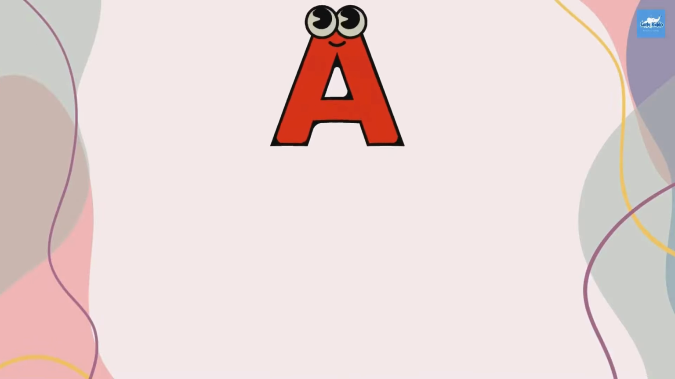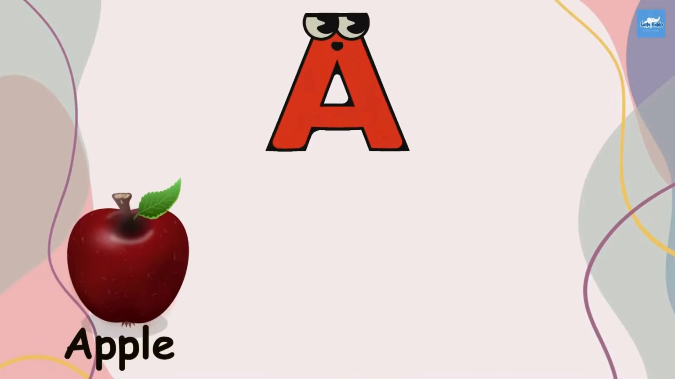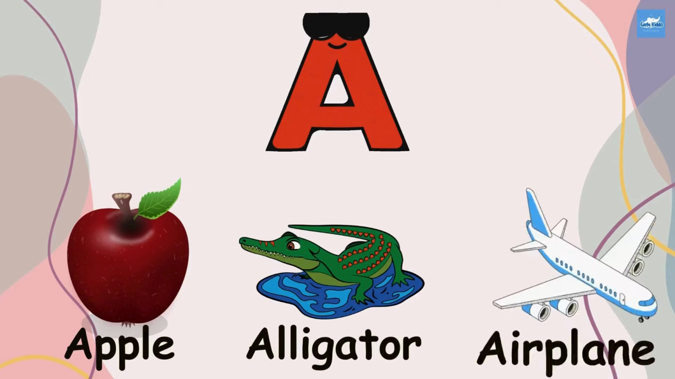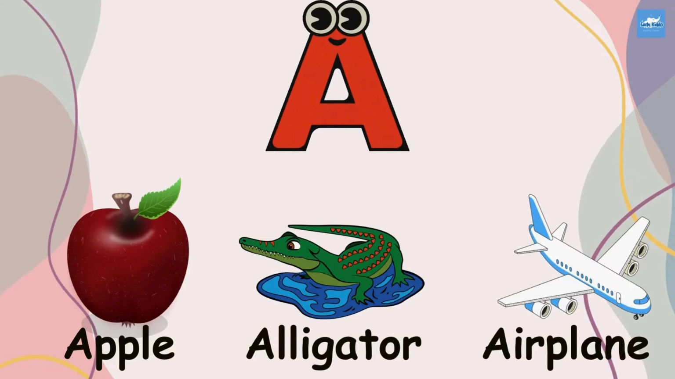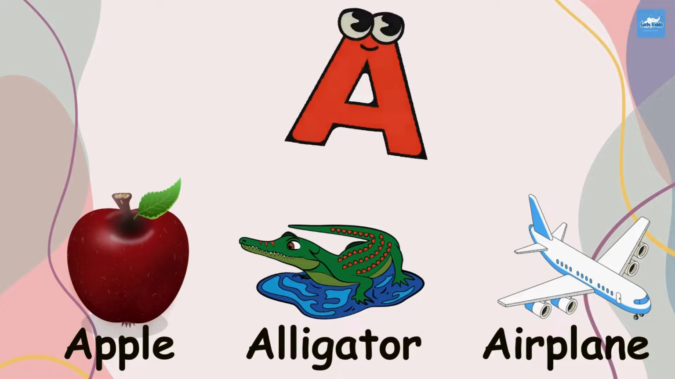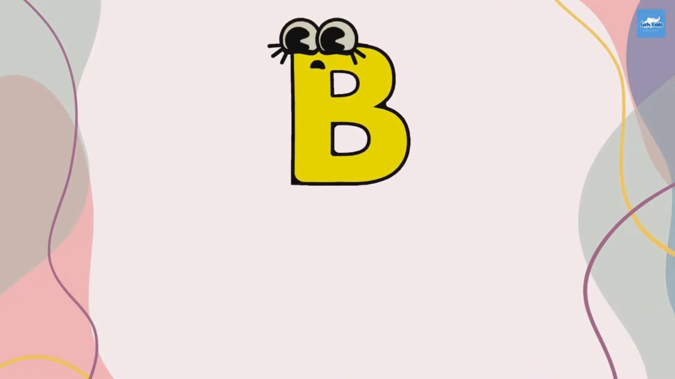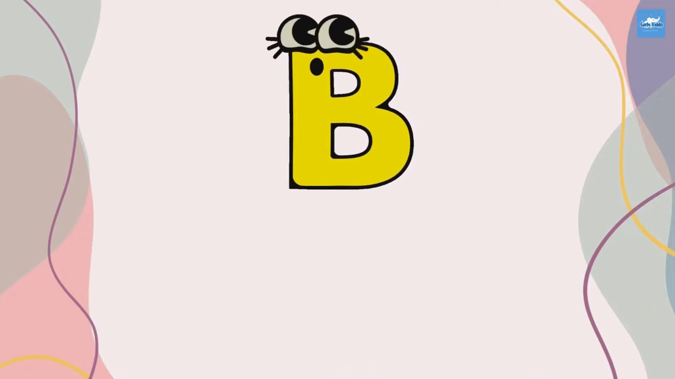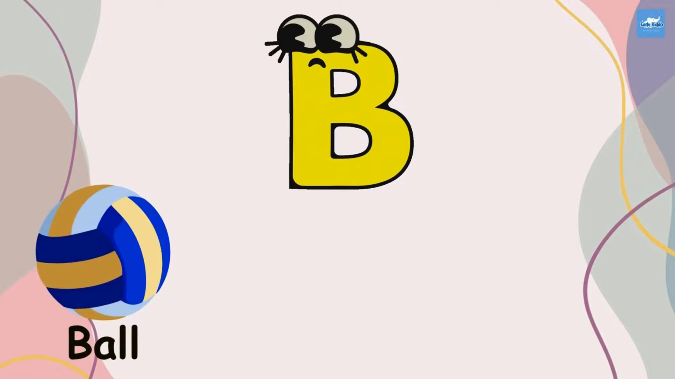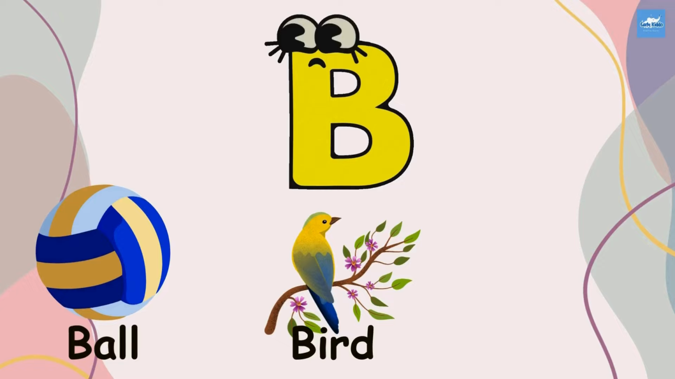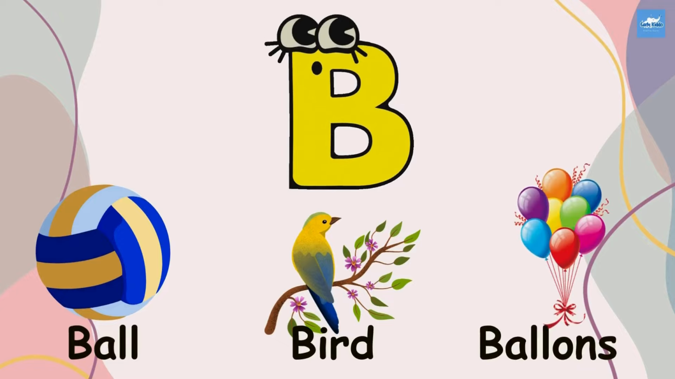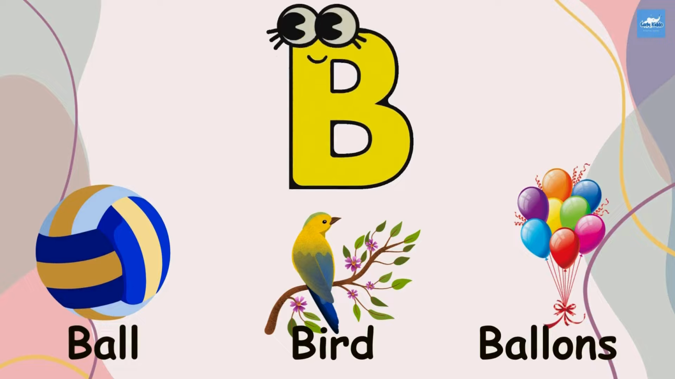Letter A. A for apple. A for alligator. A for airplane. A says A, A, A. Letter B. B for ball. B for bird. B for balloons. B says ba, ba, ba.